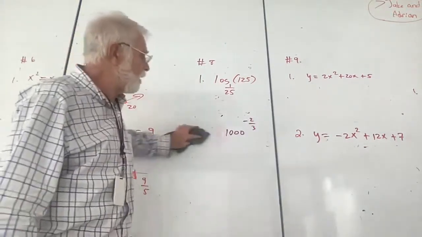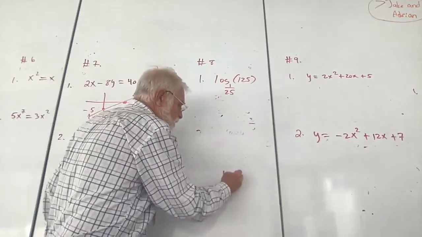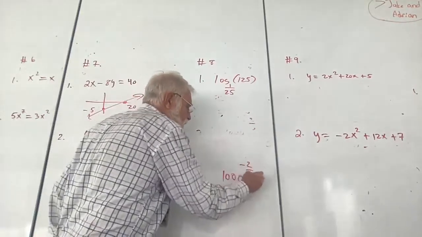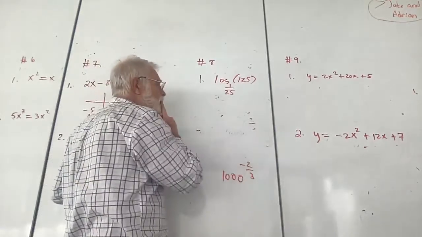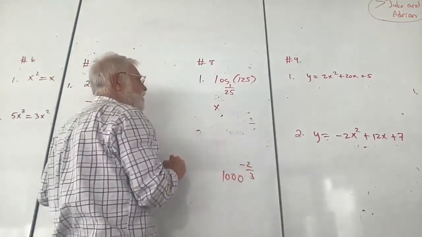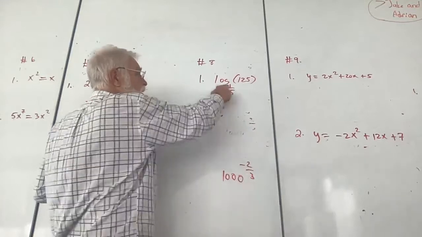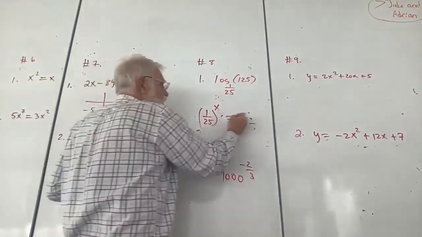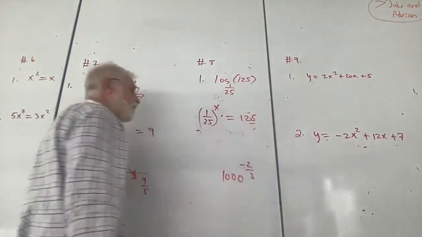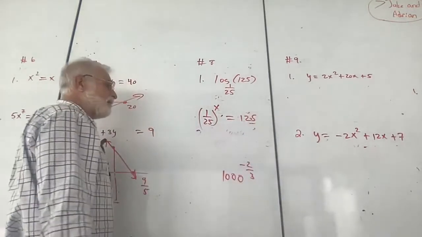But to help, we write an equation. So the word log means what? Exponent. Exponents go on top of bases. Well, there's your base, 1/25. And we want to get to 125. So what's the number that allows us to do that?